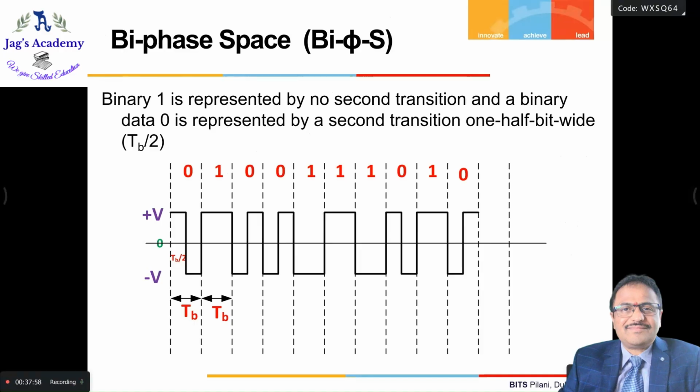Okay. Now, what happens here? Your 0 is represented by transition. Okay. Now, can you tell me what will be the previous level for this? Either it can be 1. Suppose I give it like this, can you tell me what will be the previous bit now? 1. Of course. Fine. Okay.